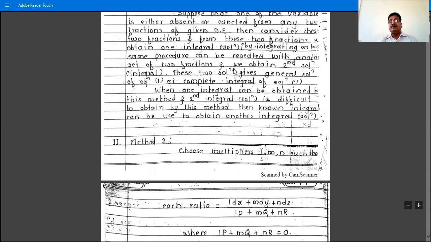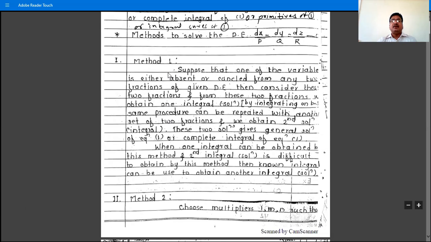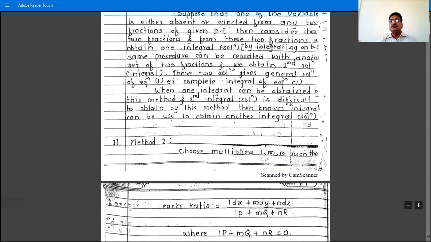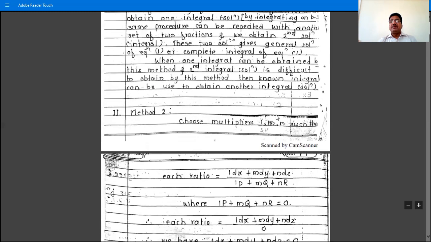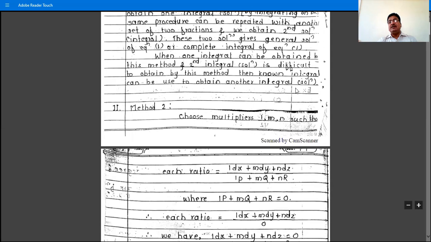Then we consider those two fractions and find a solution from them, and that is the second solution or second integral of the given differential equation. These two solutions give the general solution, or complete integral, of equation number one, the given equation. When one integral can be obtained by this method and the second integral is difficult to obtain by this method, then the known integral can be used to obtain another solution.